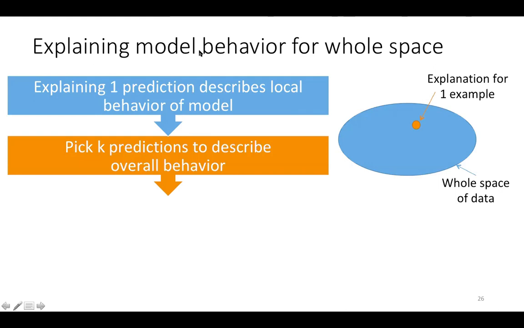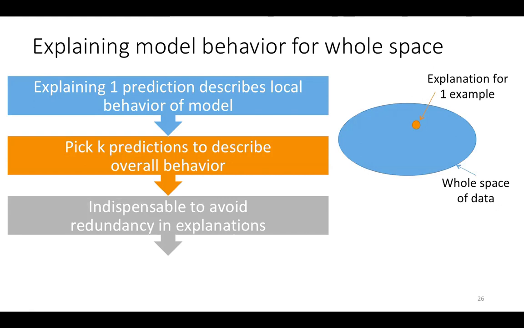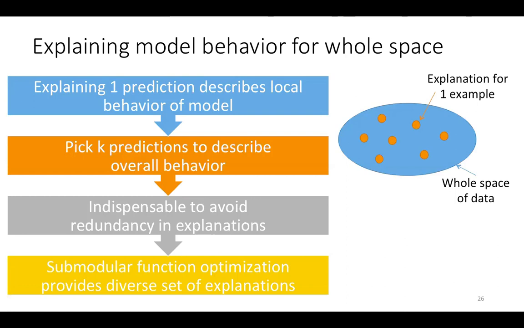So basically, you cannot actually avoid redundancy in explanations if you go ahead like this. So therefore, the authors do a second level interesting job. They try to select points so that you minimize the redundancy in the explanations. And they come up with a submodular function optimization that provides a diverse set of explanations.